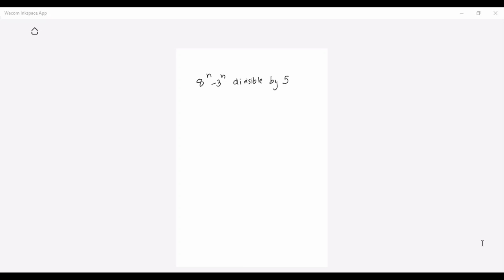Put n equals to k. So what would be the equation that we will be getting? Ma'am, it will be 8 raised to k minus 3 raised to k, divisible by 5. That is true. Okay, we are going to say 8 raised to k minus 3 raised to k is divisible by 5. Now we have got this in our hand. How will we move ahead? What is the next step? Put n is equal to k plus 1. Okay, so what equation will I have?